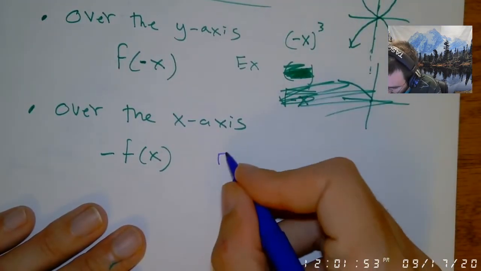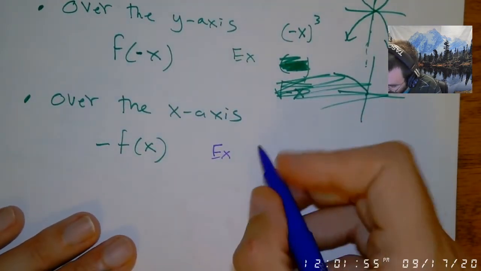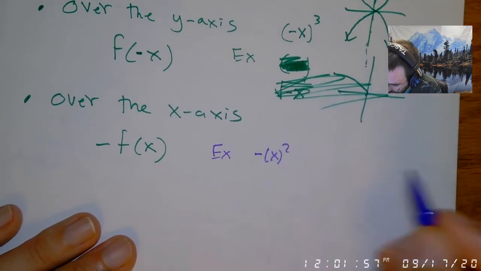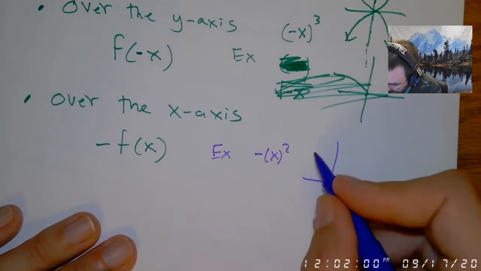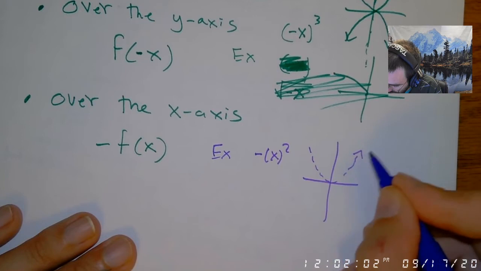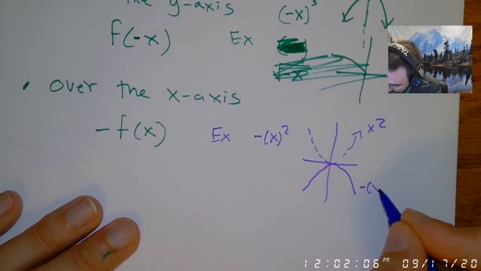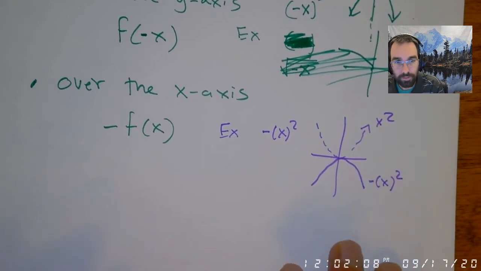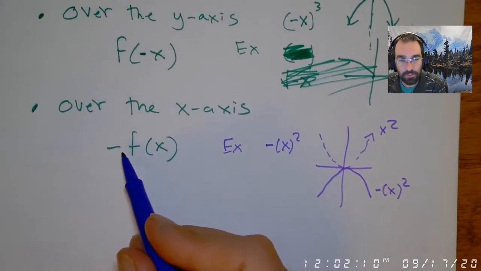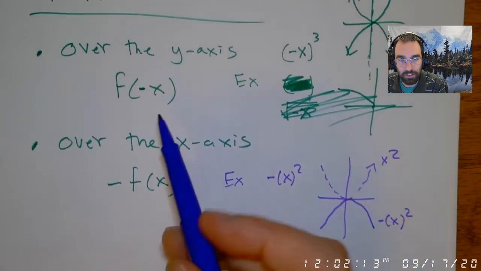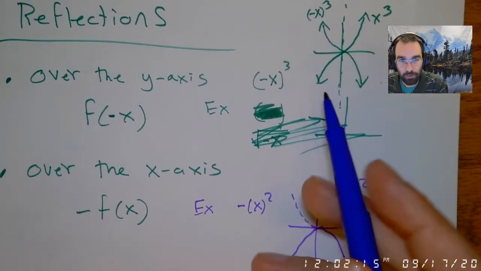Okay, reflection over the x-axis. Now this is one that I can do a little bit better. That would be negative x squared. So this is x squared, and then I have negative x squared. So again, negative on the outside flips it over the x-axis, negative on the inside flips it over the y-axis.